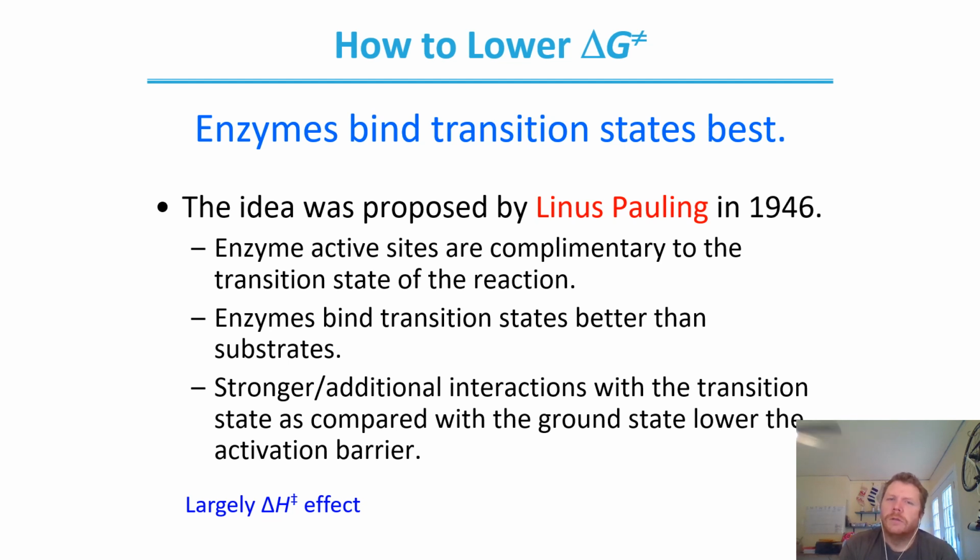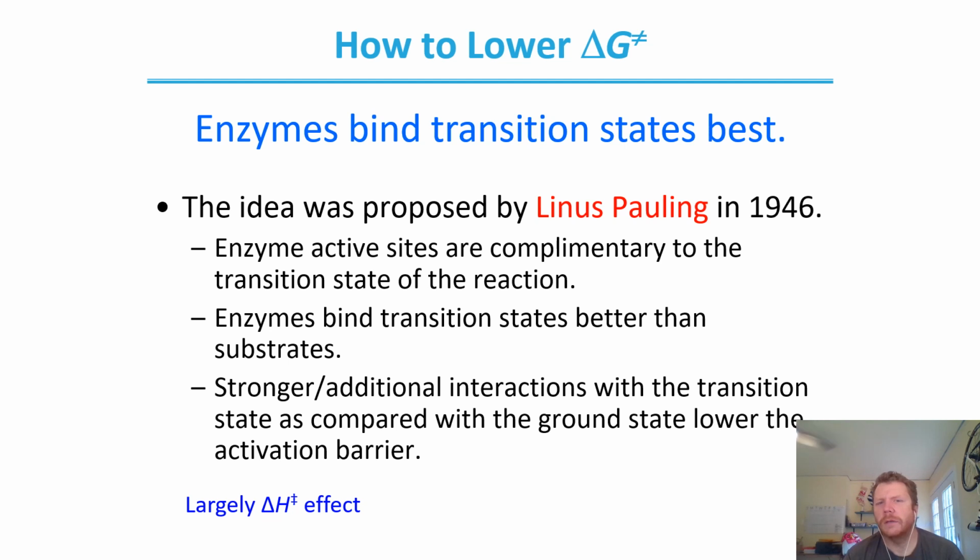Now, a very fair question is, okay, I understand that we have this lowering of delta G double dagger, but how on earth does that happen? Well, Linus Pauling, who won one Nobel Prize and was on the verge of basically winning another one, a very brilliant scientist, proposed that enzymes bind transition states best. So enzyme active sites are complementary to the transition state of the reaction.